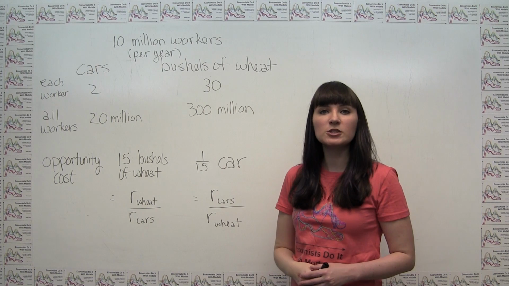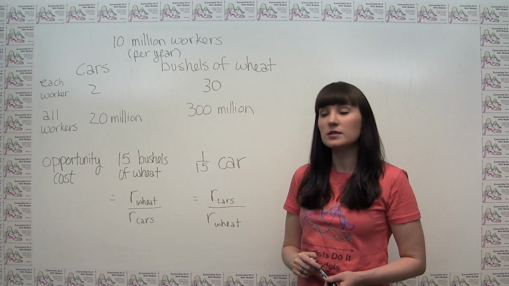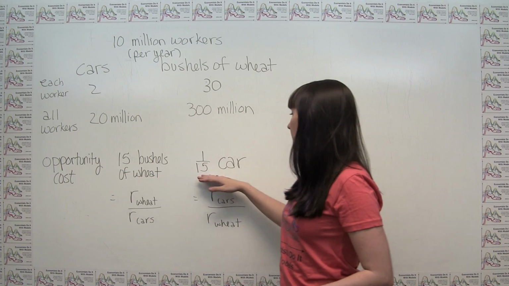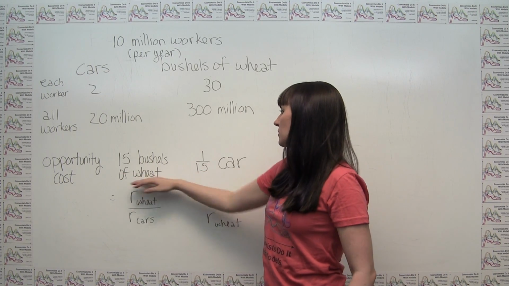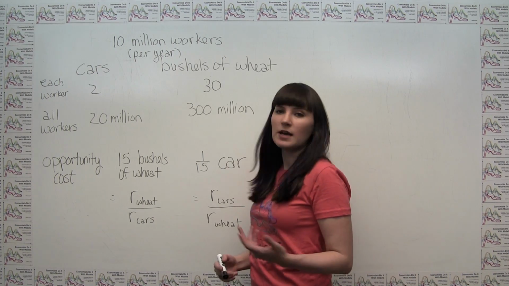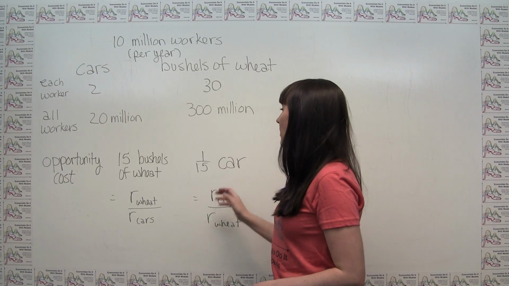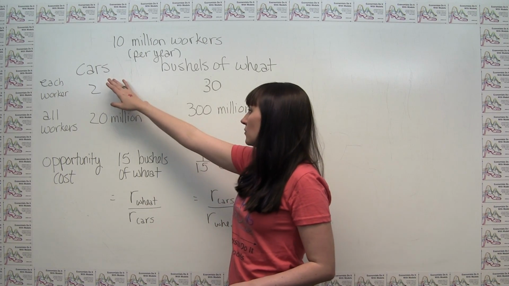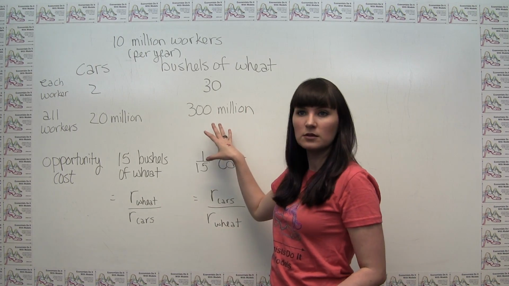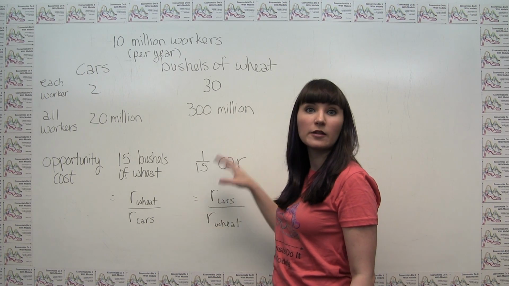Now the next part of the question asks, what do you notice about the relationship between the opportunity costs? Well, that's simply asking, what's the relationship between 15 and 1 over 15? And mathematically, those guys are reciprocals. And that's going to generally be true, that the opportunity cost of one of the goods in terms of the other is going to be the reciprocal of the opportunity cost of the other good.